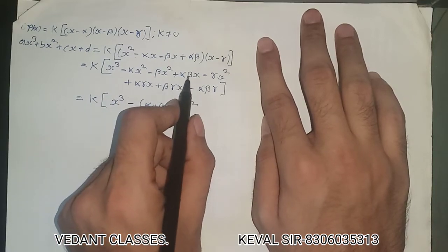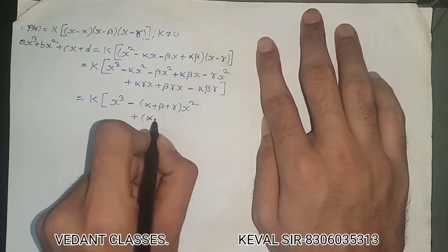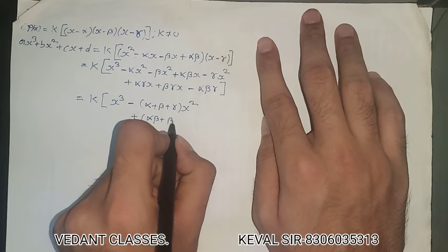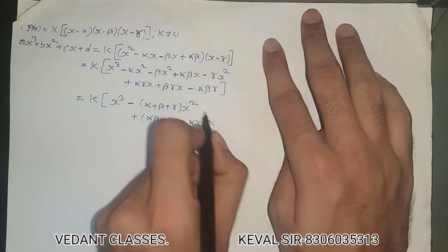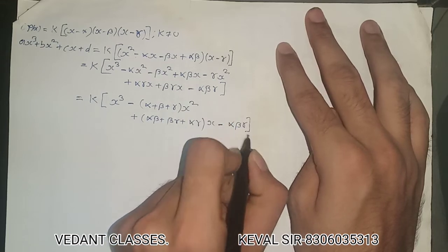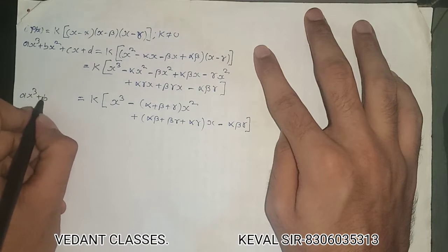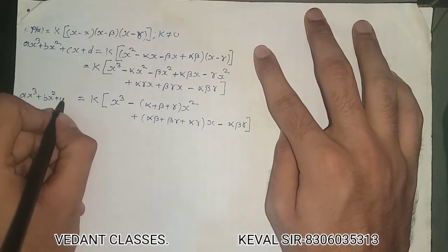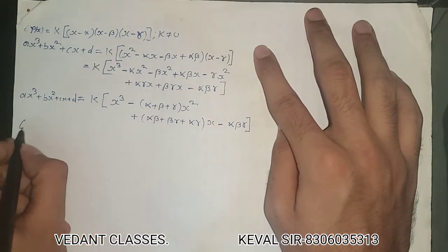Then collecting these terms, these all are positive, so take the positive sign as common. This will be alpha beta plus beta gamma plus alpha gamma, x, and the last term is the constant term, that is alpha beta gamma. Is it clear? So now this is ax cube plus bx square plus cx plus d. Now see, you just need to compare the coefficients.